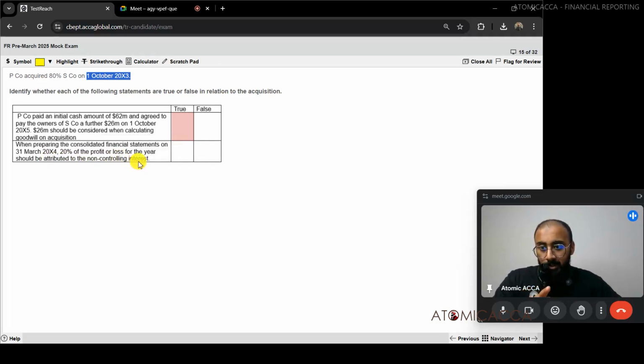No, not 20%, but 20% of the profit or loss multiplied by 6 by 12. Only the post acquisition profit or loss should be considered, not the entire year's profit or loss, because as said, acquisition to the date of reporting is only 6 months. So this one is false.